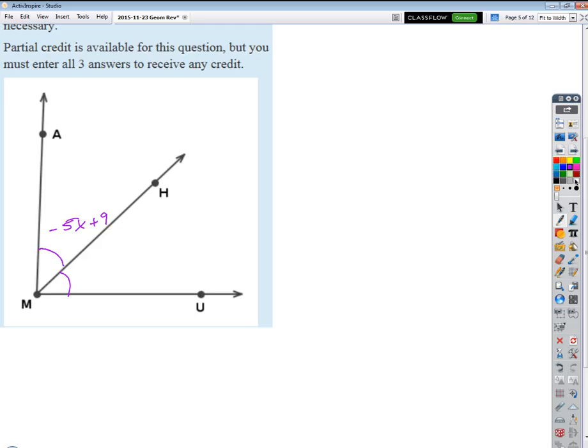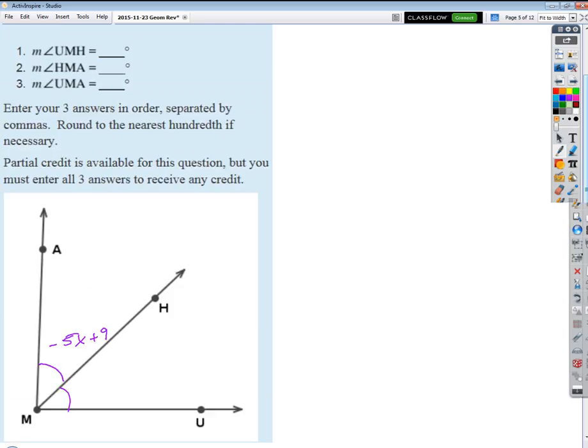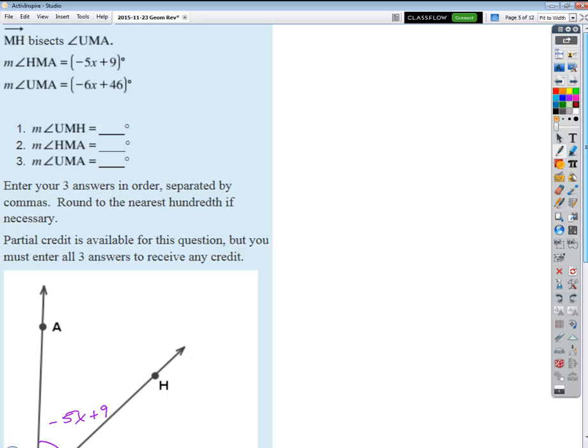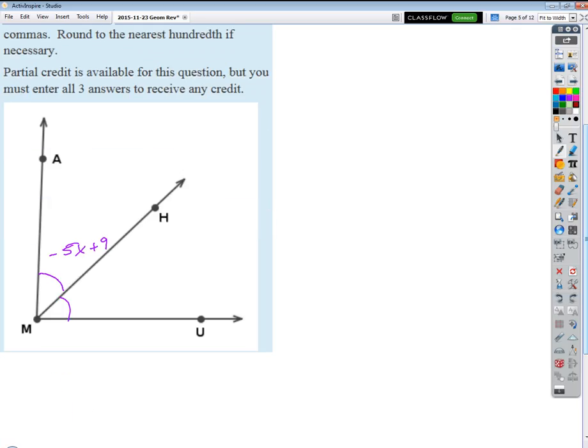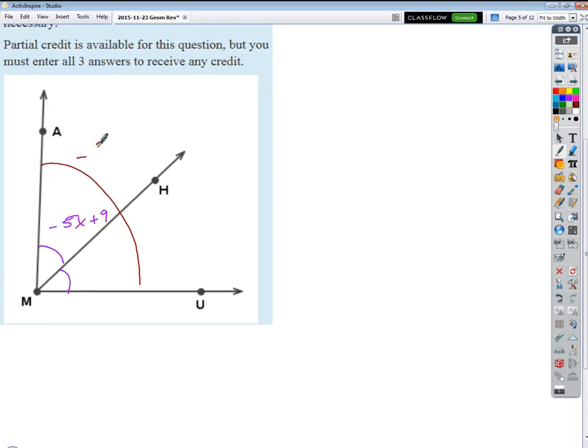But then they also gave us an expression for angle UMA. But look at UMA. UMA is the whole thing, right? It's not just one or the other. So angle UMA was negative 6x plus 46. Right? So what's going to be the relationship between the big angle and this small angle?